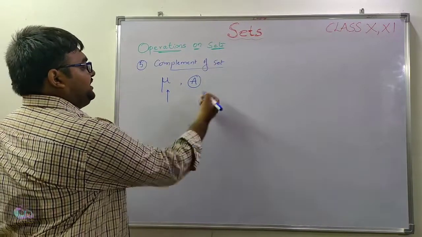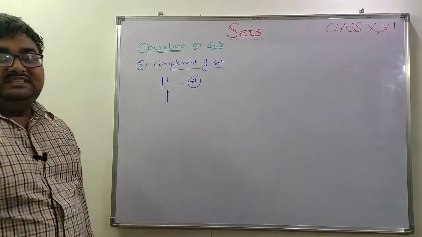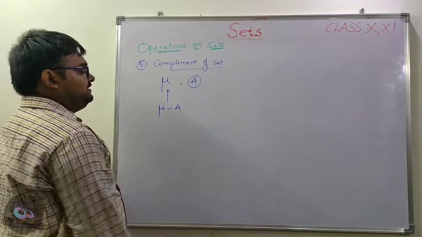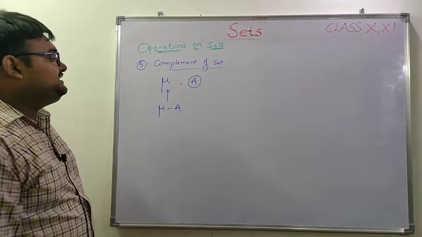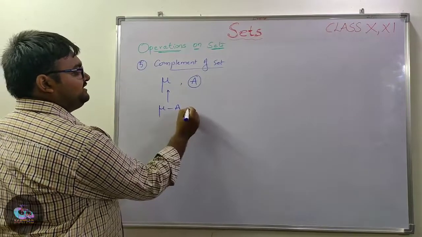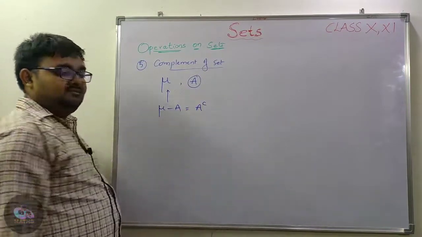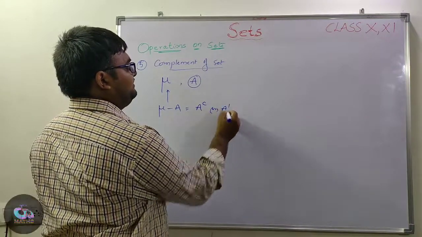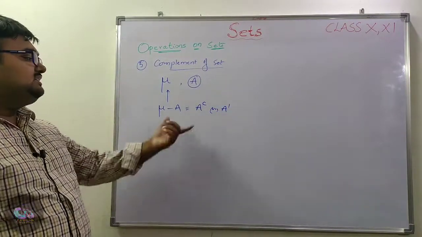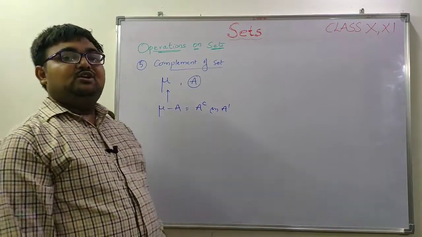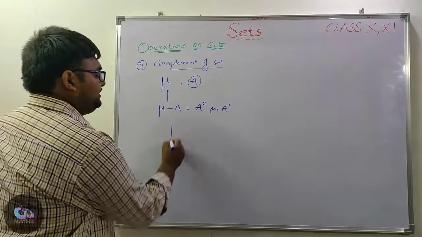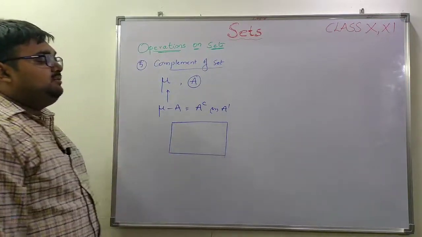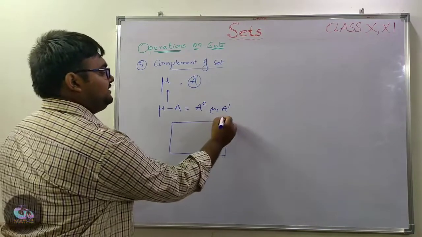So the complement of this set A is given by mu minus A. The complement of set A is given as mu minus A, which is also represented by complement of A, or sometimes we represent it with A dash. So these all are nothing but the representations for complement. The complement of this particular set is represented in this particular way.